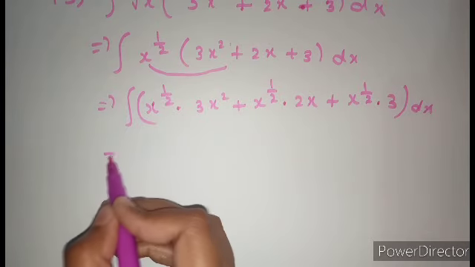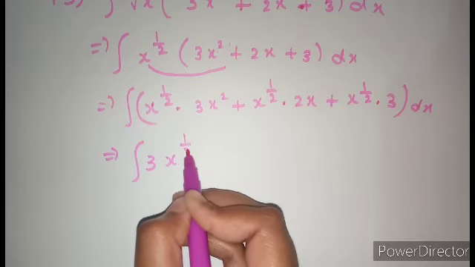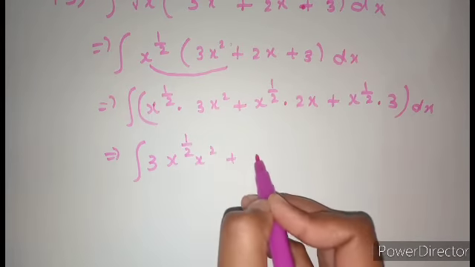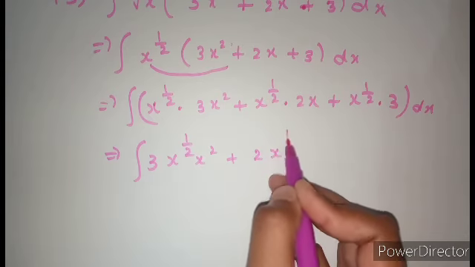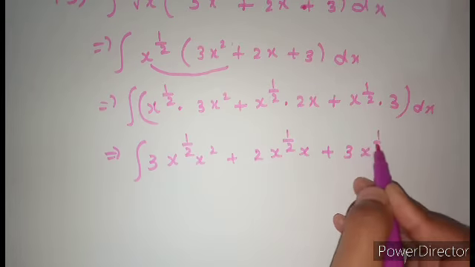Now rearrange this. Write 3 first, next x raised to 1 by 2 into x square, plus take 2 first, x raised to 1 by 2 into x, plus 3 into x raised to 1 by 2 dx.